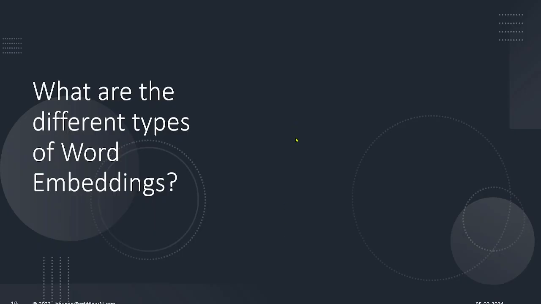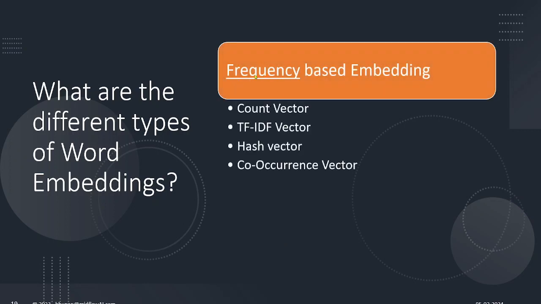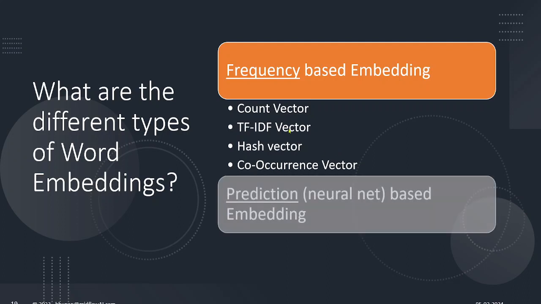So what are the different types of word embedding? Some of these we have seen in our vectorization series. The first type is called frequency-based, like count vectorizer, TF-IDF, and hashing vectorizer. Similar to this would be the co-occurrence vector as well. Most of these we have covered in our vectorization series.